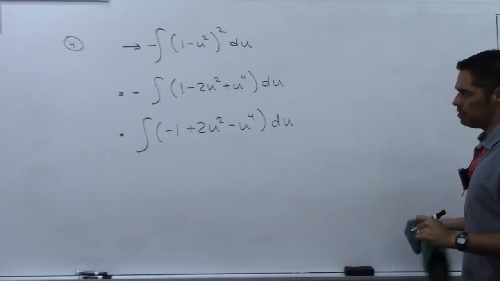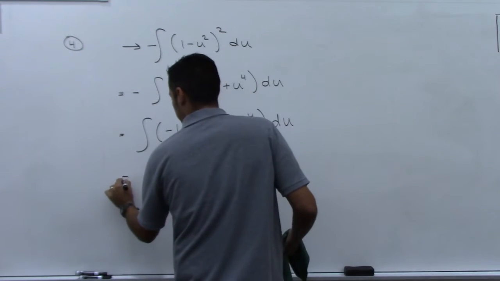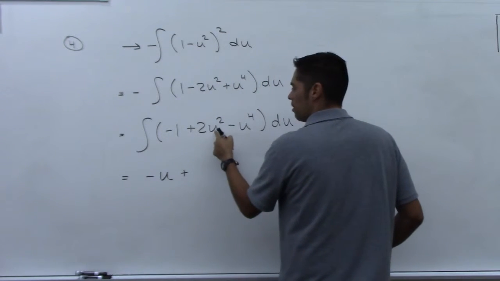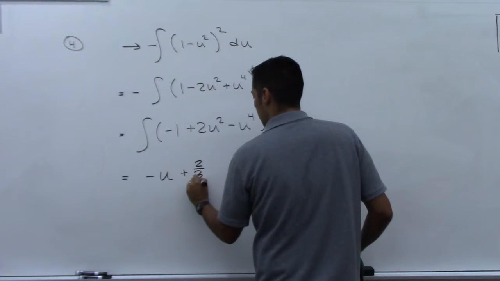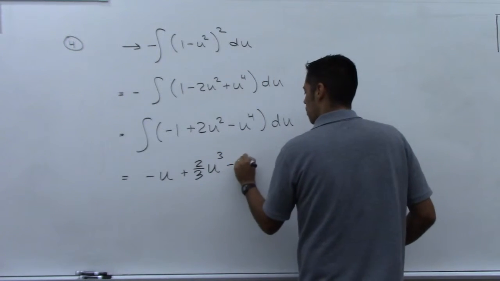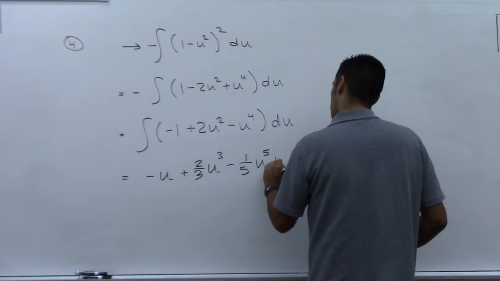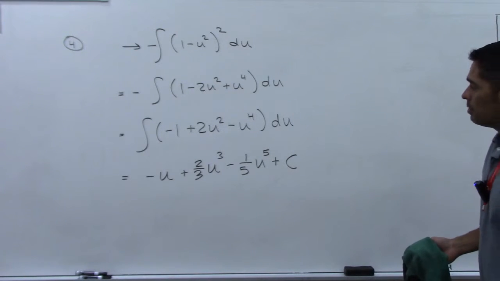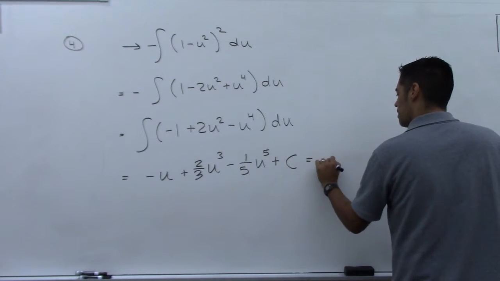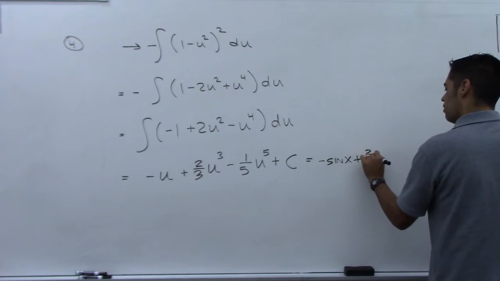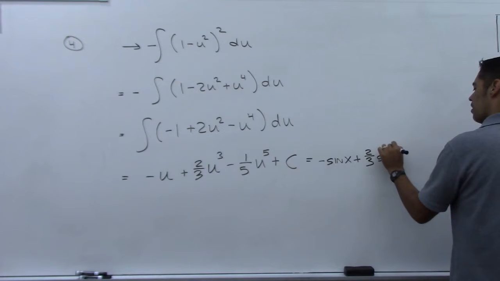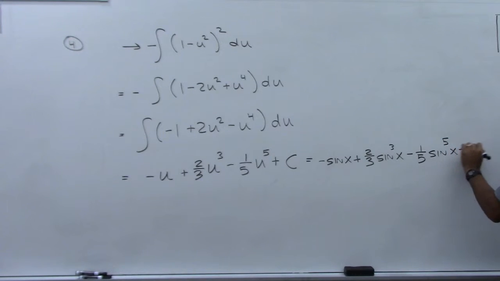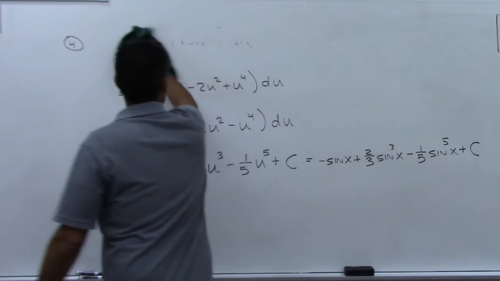Remember, u was sine x, I just erased it. And so we get antiderivative of negative 1 is negative u. Antiderivative here, we get a 1/3 u cubed, but there was a 2 out there, so 2/3 u cubed. And here I get minus 1/5 u to the fifth plus a constant. And u in this problem was sine. So I will say this is negative sine x plus 2/3 sine x to the third, and then minus 1/5 sine x to the fifth plus a constant. And that is it.